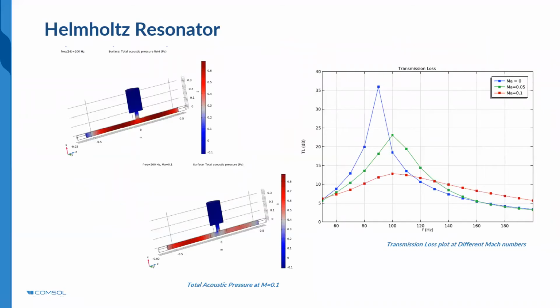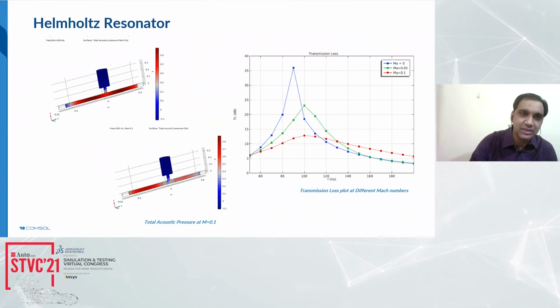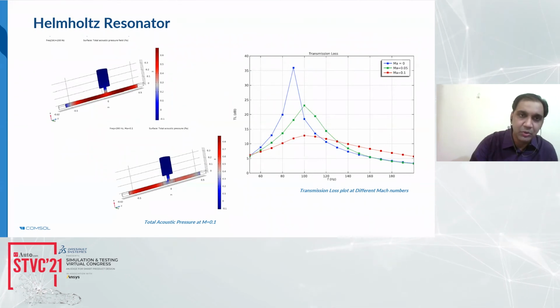Next is the Helmholtz Resonator. This resonator is used for damping a certain segment of frequencies in the exhaust system. Once you do this, you use aeroacoustics modeling where the Navier-Stokes equation is solved. This is in general coupled with the fluid flow because it is placed in the exhaust system, so it is solved together with the turbulent flow. This particular model is solved at different Mach numbers and different frequencies.